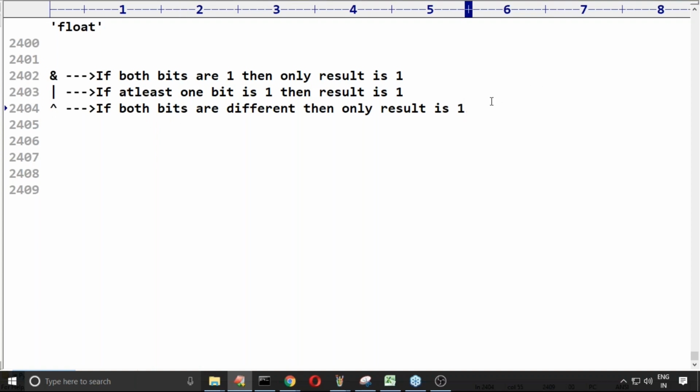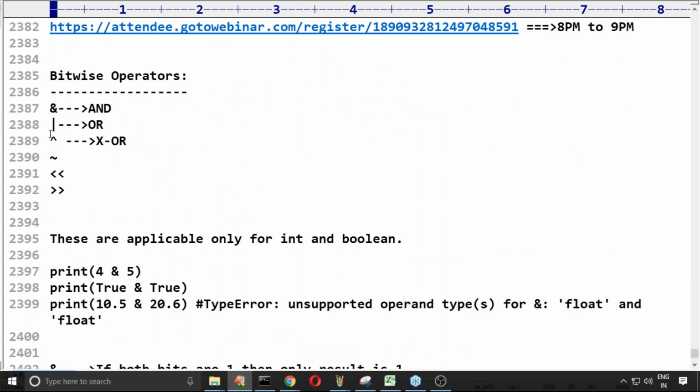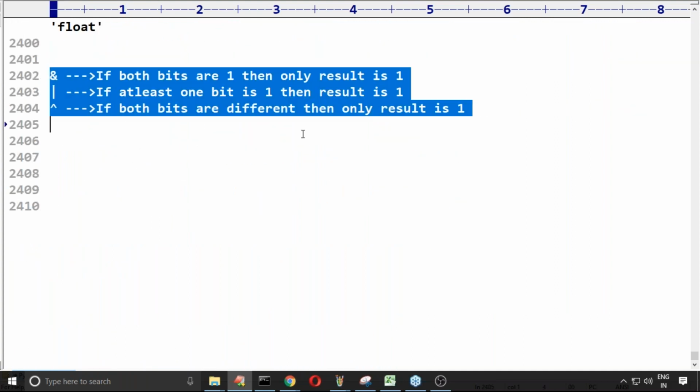Remember this terminology very carefully, right? Of course, the remaining things I will take care of: the bitwise complement, left shift, right shift. First let me explain only the first three things. We will very rarely use them in our programming, but they are highly recommended as good programming practice that you should be aware of.